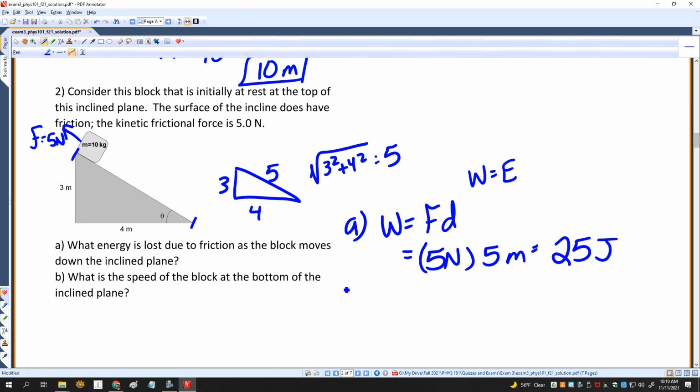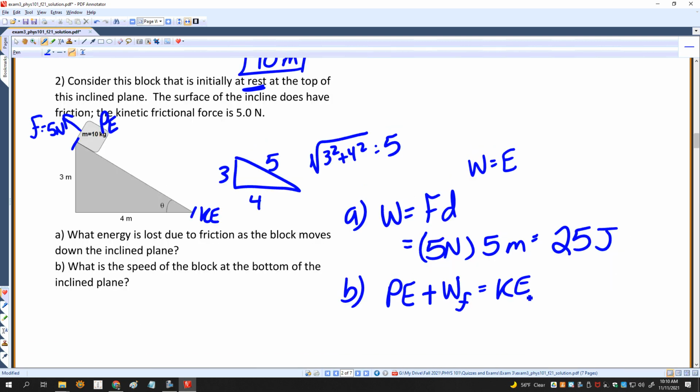And then I want to know what is the speed at the bottom of the inclined plane. Now I need to recognize that up here, I have potential energy. I know there's no kinetic energy because it's at rest. So I have potential energy at the top of the inclined plane, and then at the bottom I have kinetic energy only. So the potential energy minus the work that's done by friction, or rather, really the correct way to do this is say plus the work done by friction, is equal to the kinetic energy at the bottom.